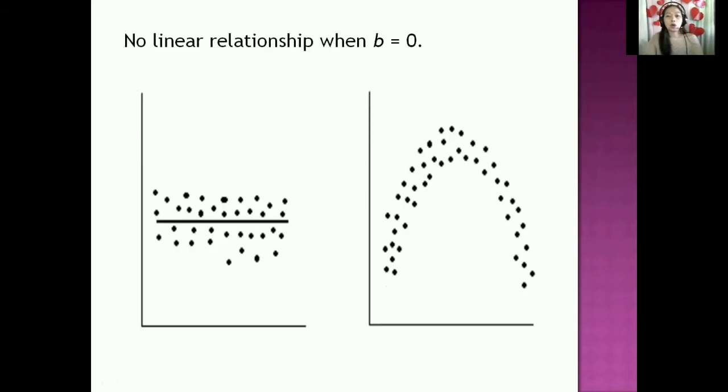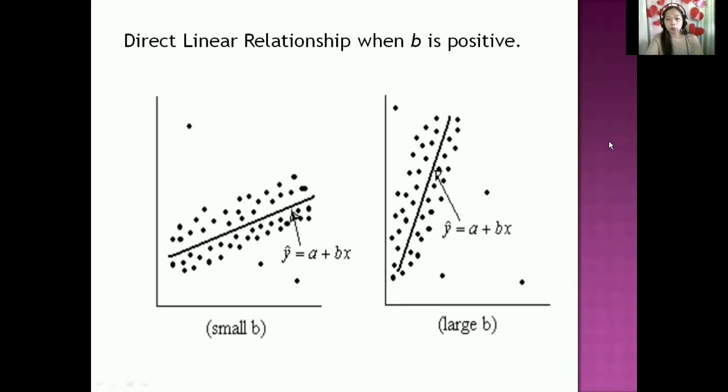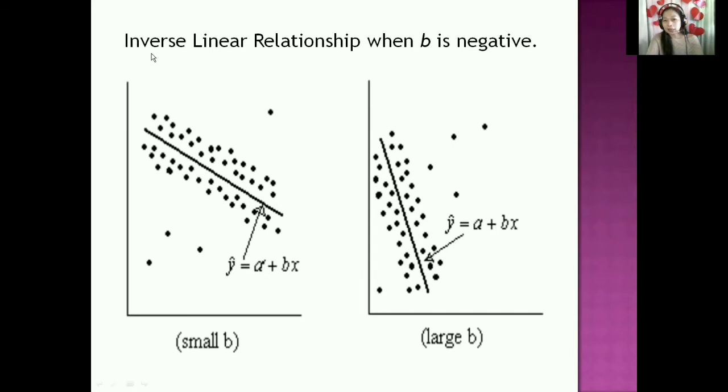So I would like to show you the different kinds of relationship. This is the linear relationship. I'm not talking about a romantic relationship here, but we are talking about linear relationship. In this case, we have no linear relationship. If you have a line which is parallel to the x-axis, this is no linear relationship, as well as a curve. But for a direct relationship where b is positive, you will have something like this: as x increases, y also increases. We also have something like this, which is very steep. And lastly, we have the inverse relationship when b is negative. As x approaches positive infinity, the y decreases. As x gets larger, the y gets smaller.